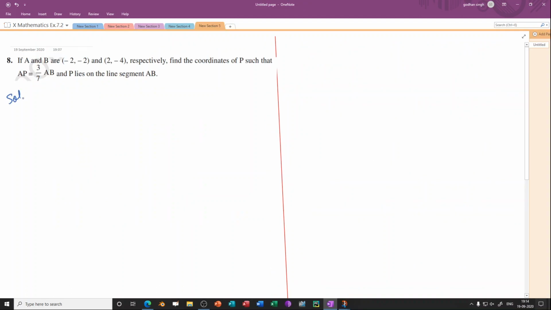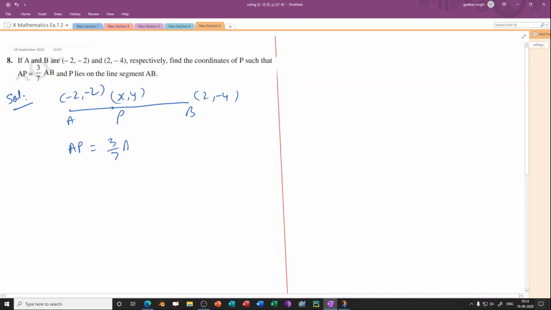Question number 8. If A and B are the points with coordinates (-2, 2) and (2, -4) respectively, find the coordinates of point P such that AP equals 3 by 7 of AB and P lies on the line segment AB. Let us first draw a figure for this. This is point A, this is point B, and let this be point P. Let P have the coordinates (x, y). What is given to us is AP equals 3 by 7 AB.